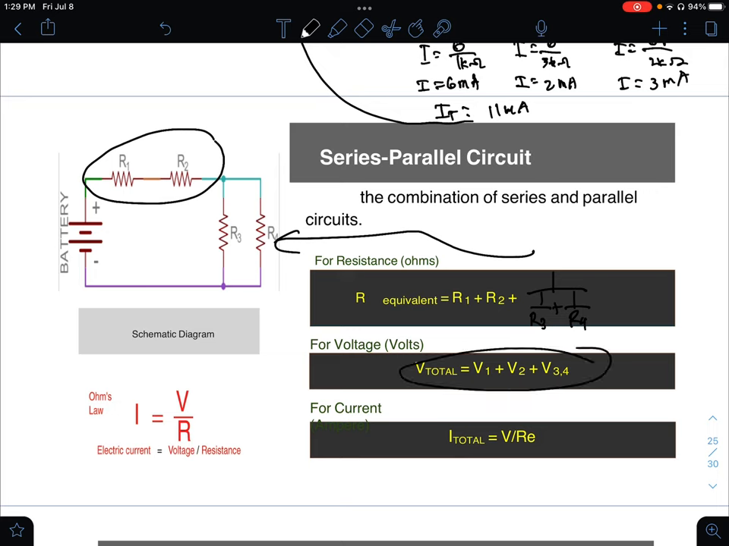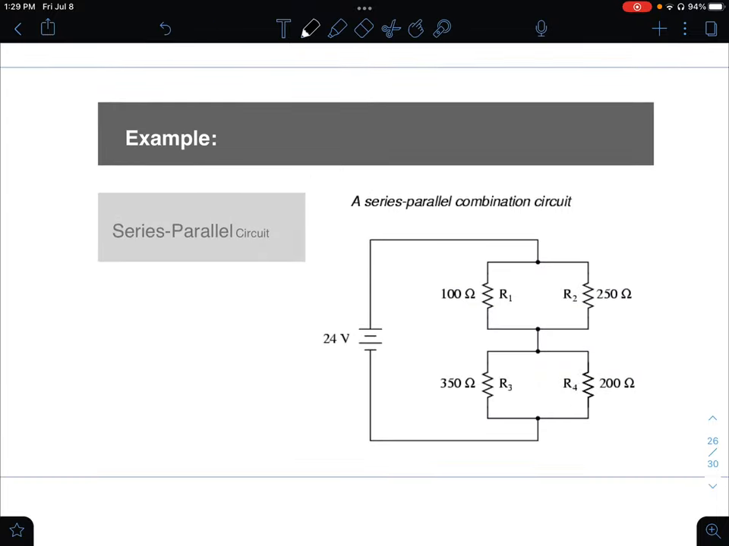So here, the total voltage is to add all the voltages V1 plus V2 plus the voltages across R3 and R4, the V3 and V4. And still, the total current is just the V over the total resistance. Let's say, for example, we have this figure. You can see that this is a series parallel combination circuit.